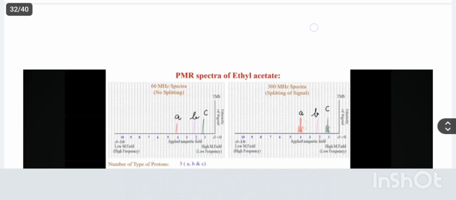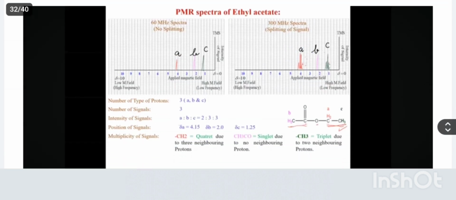Multiplicity of signal: phenyl signal is multiplied due to the effect of ring current at 300 megahertz. Intensity of lines in a multiplet, 1:1 ratio. CH3 singlet due to no neighboring proton. PMR spectra of ethyl acetate.